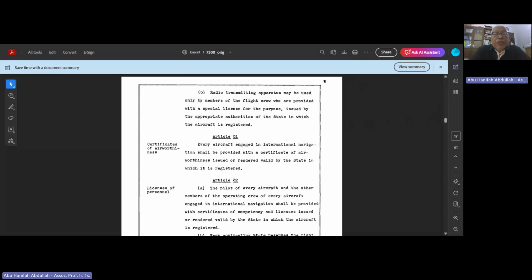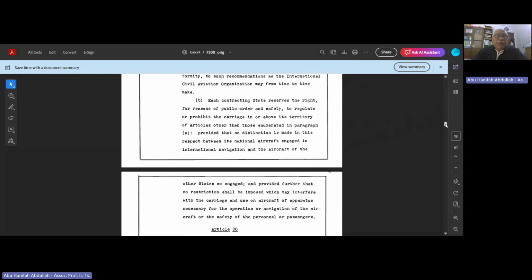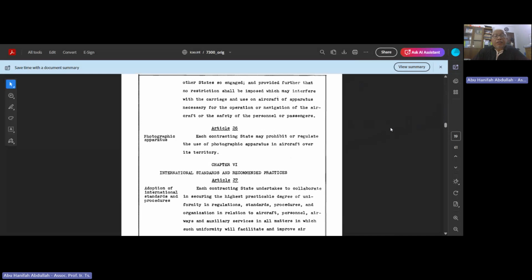Every member state that signs up to the convention needs to comply with Article 31, where each aircraft registered in the state for international navigation shall have a valid certificate of airworthiness. That certificate is not straightforward. It is not something you just issue as you like. It has to follow a certain process, most importantly ensuring the aircraft is safe for flight.